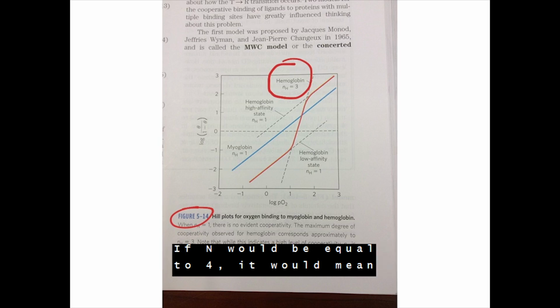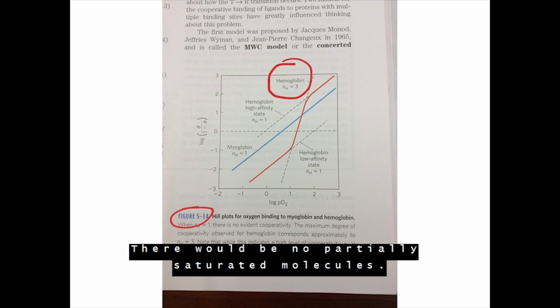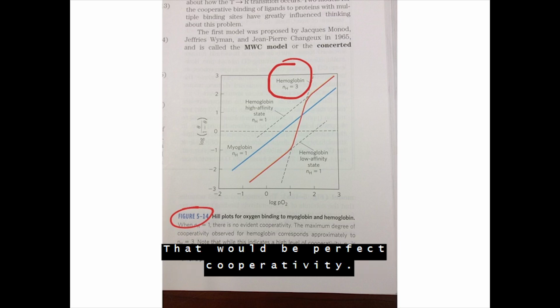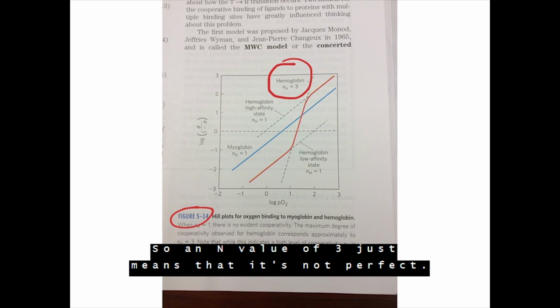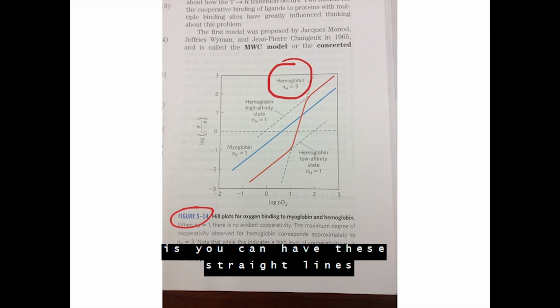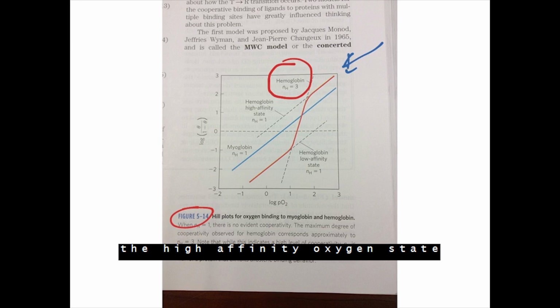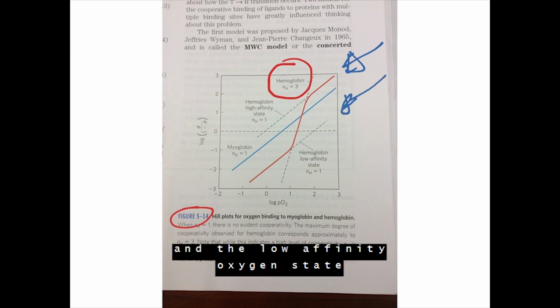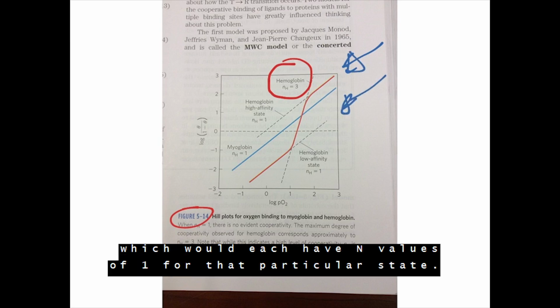If N would be equal to 4, it would mean that all the sites would bind simultaneously. There would be no partially saturated molecules. That would be perfect cooperativity. So an N value of 3 just means that it's not perfect. And what you can see here is you can have these straight lines for the 2 separate states of hemoglobin, the high affinity oxygen state and the low affinity oxygen state, which would each have N values of 1 for that particular state.